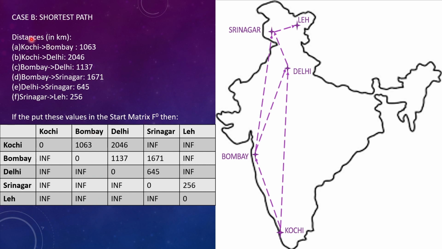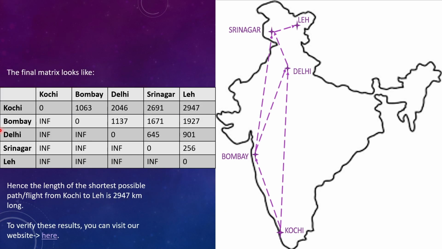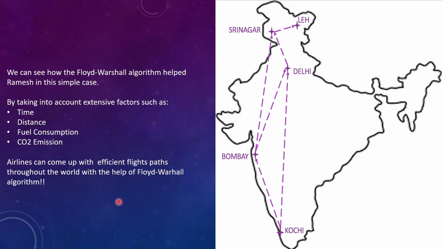After that, if Ramesh wants to go from Kochi to Leh by the shortest path, it means Ramesh wants to reach as early as possible. So here we have taken the distance in kilometers and created our matrix. We will apply Floyd Warshall algorithm to this and we will get the shortest distance via this city as 2,947 kilometers. You can verify this result by applying Floyd Warshall algorithm by yourself. So this way, Ramesh can reach from Kochi to Leh.